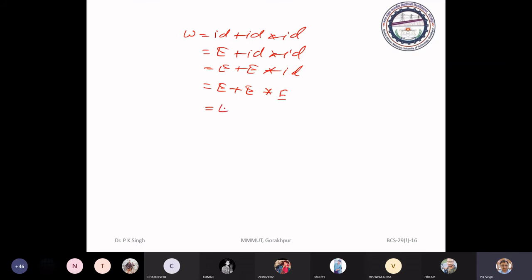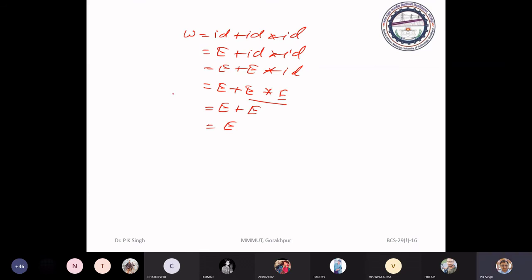Next is E plus this is E. And now this is bottom-up parsing. We have started from this string to be parsed, means sequence of tokens, and try to reduce it to the start symbol.